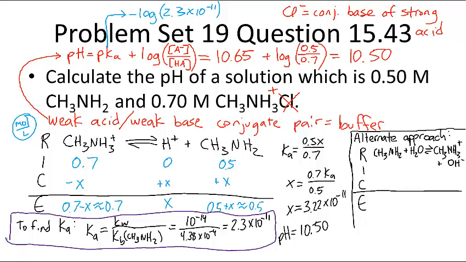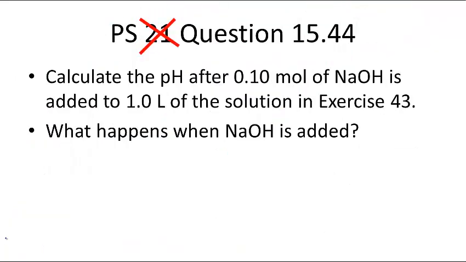All right, we have the pH now of this buffer solution. The next part of the question asks us to think about what happens when I add a strong acid or a strong base. How does the buffer actually work numerically? So the next part is: calculate the pH after 0.1 moles of NaOH is added to 1 liter of the solution in exercise 43. I think the handouts actually said problem set 21 because that's what it used to be, so that's why I crossed it out up here.